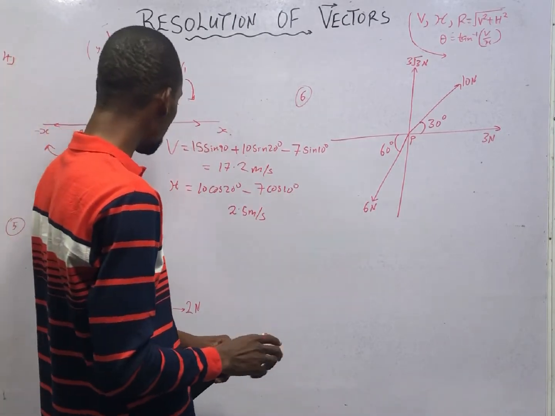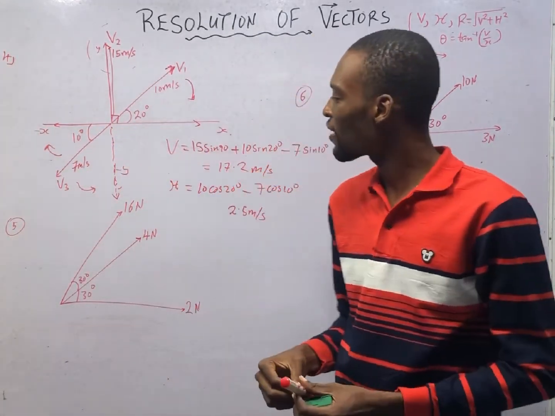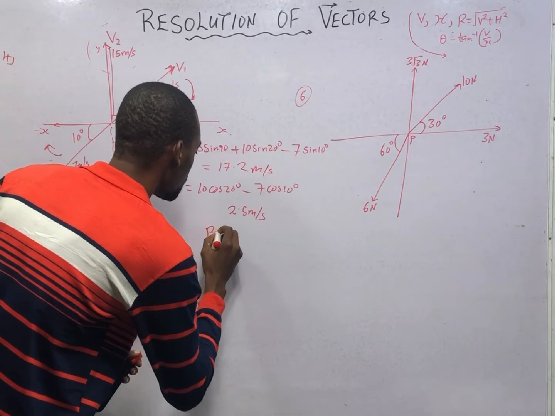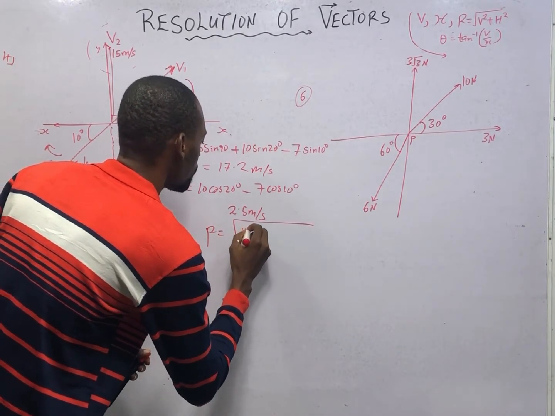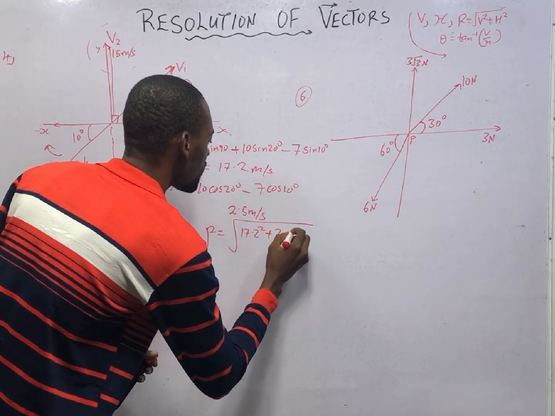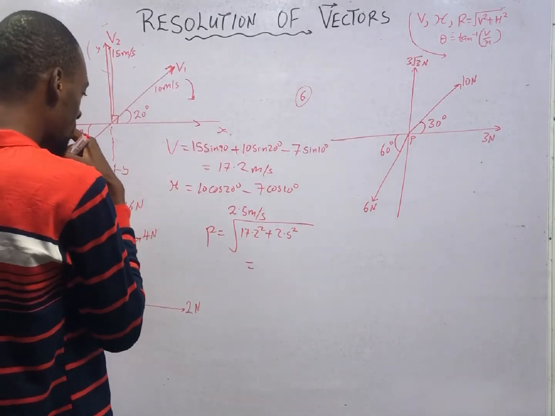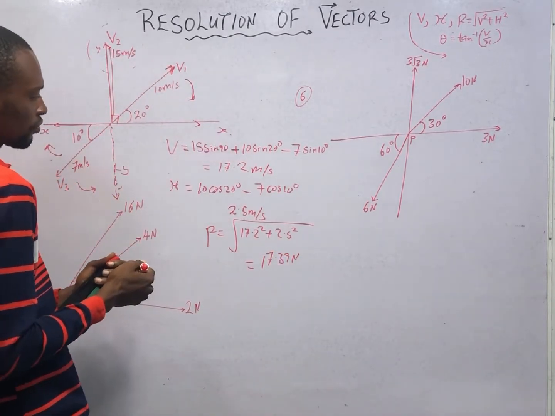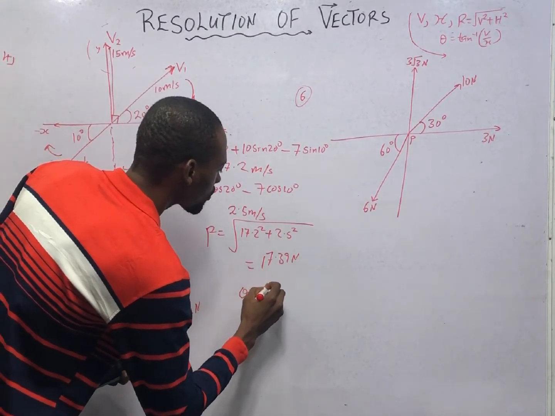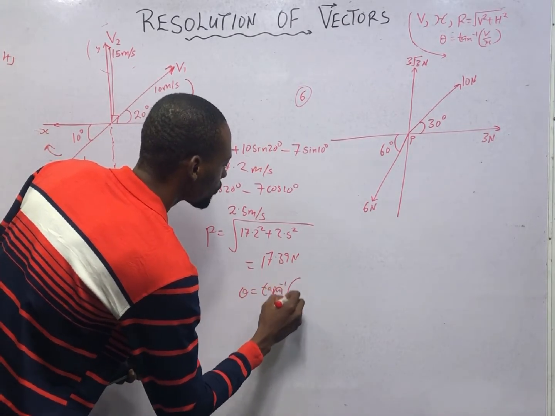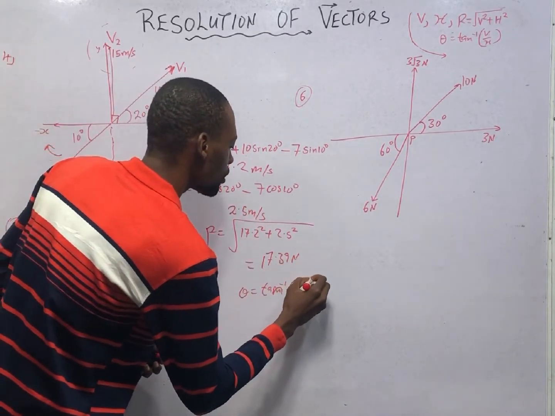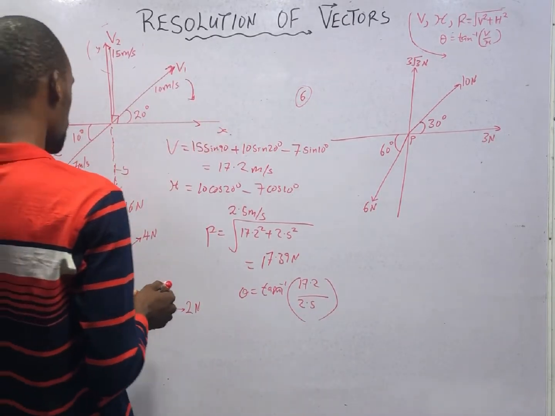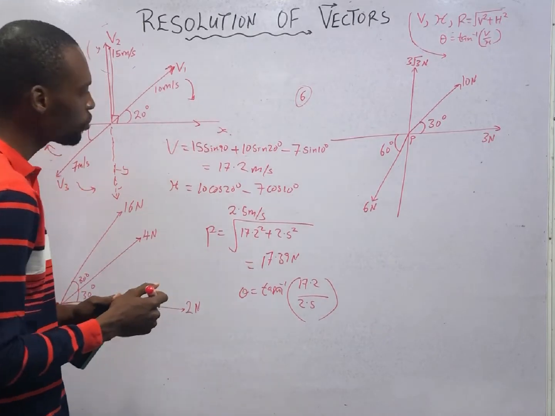When you have the vertical and the horizontal components, life has been easy. What do you do? You look for the resultant. So the resultant is equal to the square root of 17.2 squared plus 2.5 squared. That is your resultant. So from my calculation, it's 17.39 Newton. And theta is equal to tan inverse of 17.2 over 2.5, I guess. Will that give you 81.72 degrees?